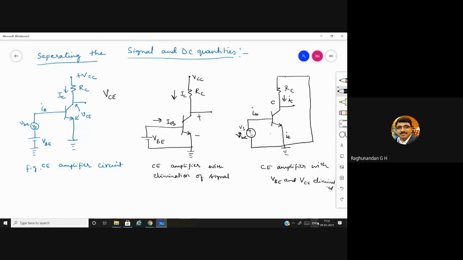Why we do AC analysis is that we want to know, without the help of the DC signal, how a circuit, how a transistor, can behave. This is how separating the signal and DC quantities takes place, and based upon this only we classify it as DC analysis and AC analysis.